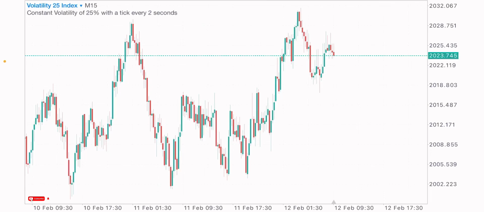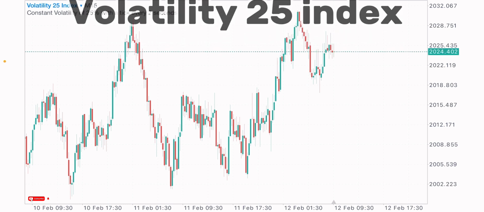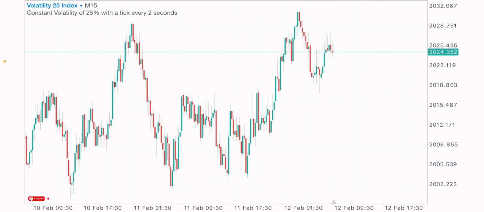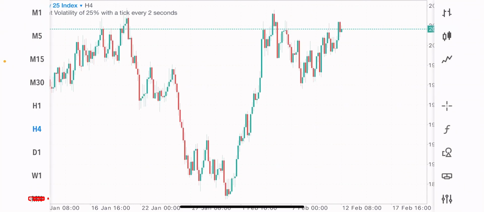Wagwan guys, so here I want us to analyze the Volatility 25 index. We're having a market analysis on this index using the price action approach, analyzing from a higher time frame down to a lower time frame to predict the next market direction and look out for possible trade opportunities on this index.